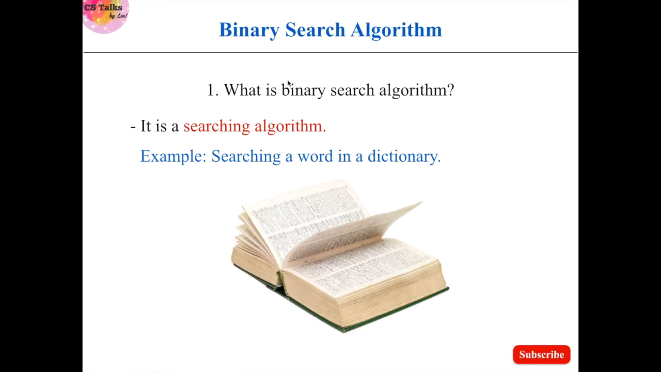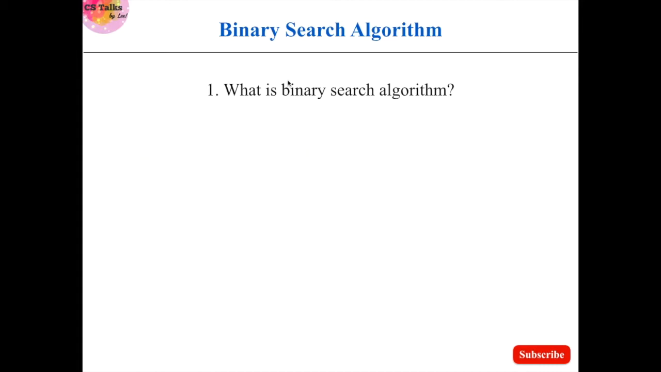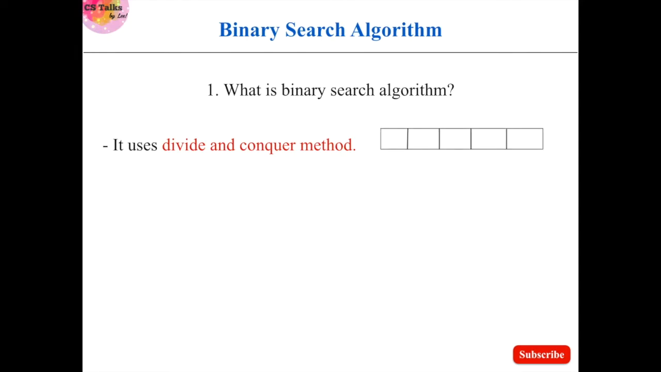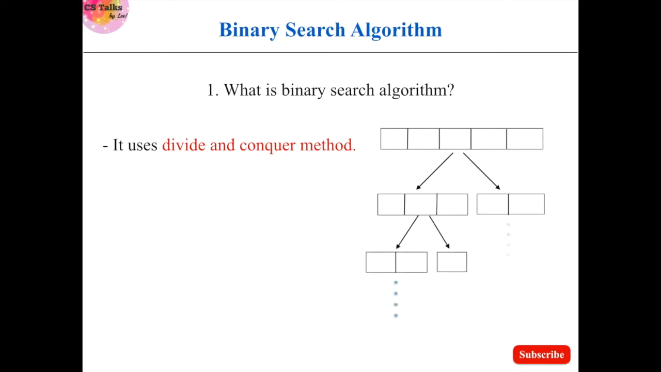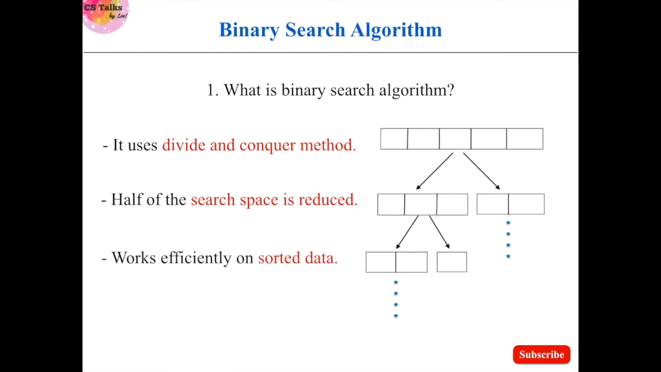This binary search algorithm also works in the same way. The main idea of this algorithm is to use divide and conquer method, which means it will continuously divide the array into two halves until a search element is found, so that on each iteration, half the amount of searching space will be reduced. This algorithm works efficiently on sorted data, so we need to sort the array before applying this algorithm.